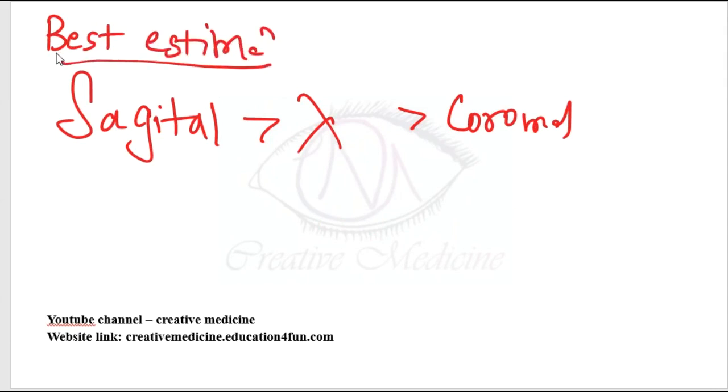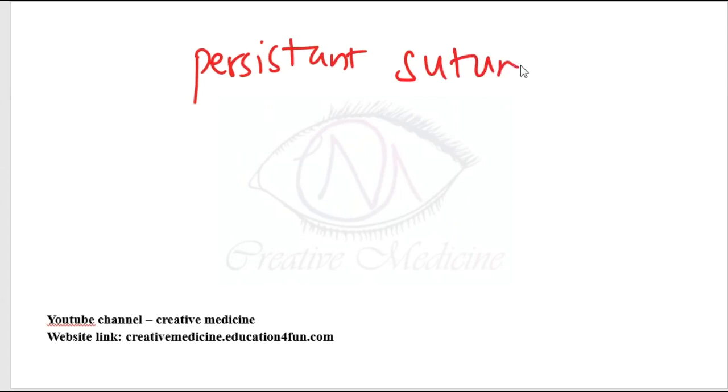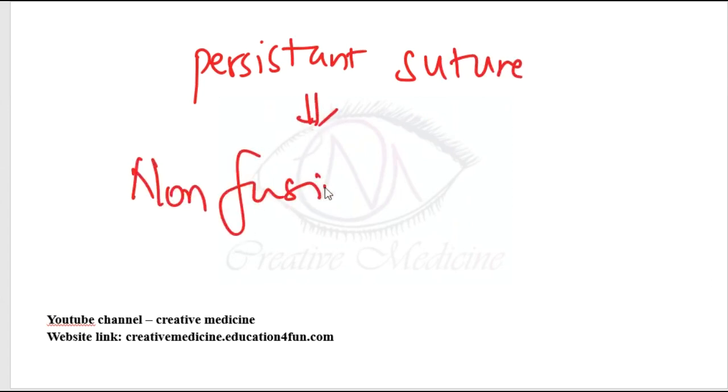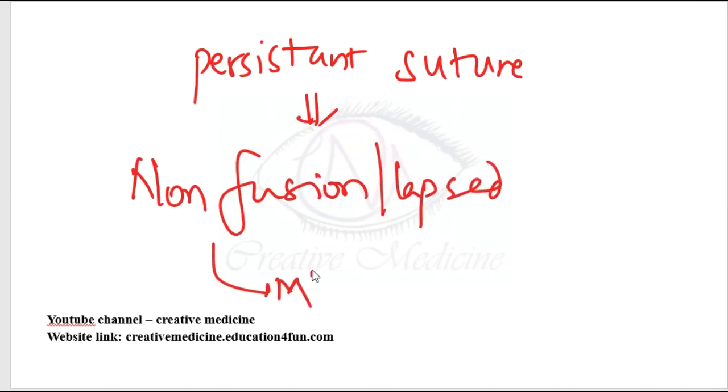Sometimes there is a persistent suture without fusion of the ectocranial surface, which is called lapsed union, or non-fusion of the ectocranial surface. The suture most commonly known for lapsed union is the sagittal suture.